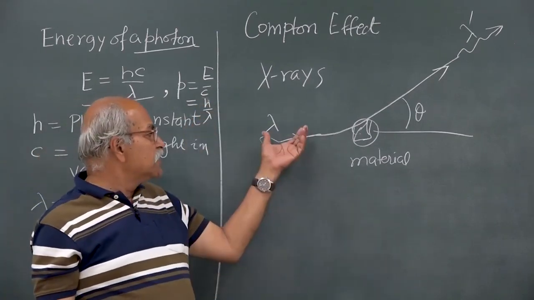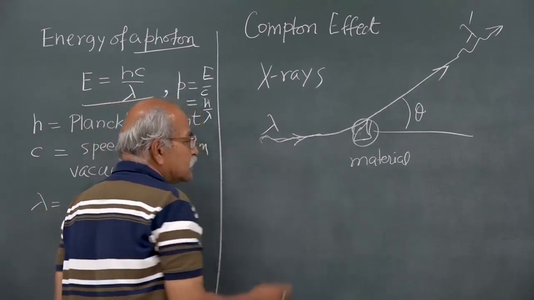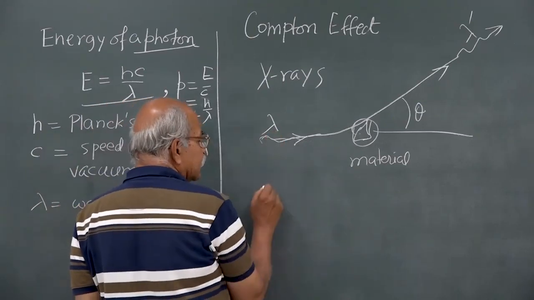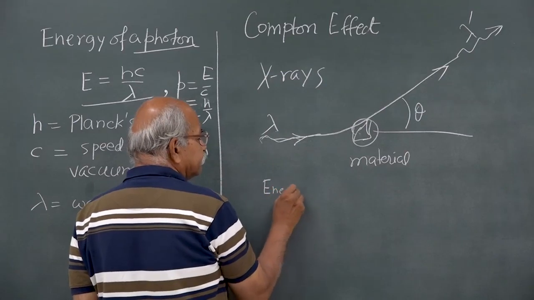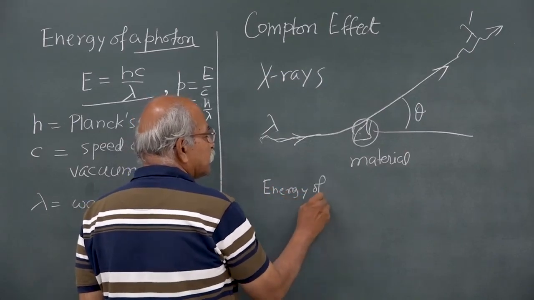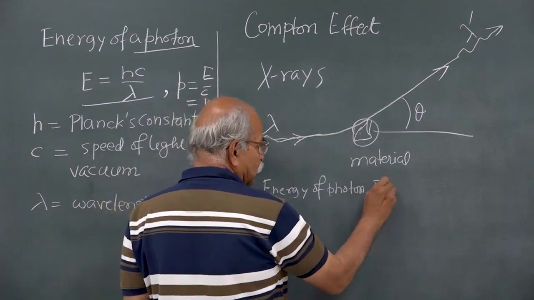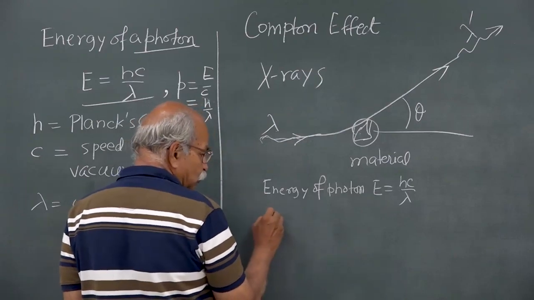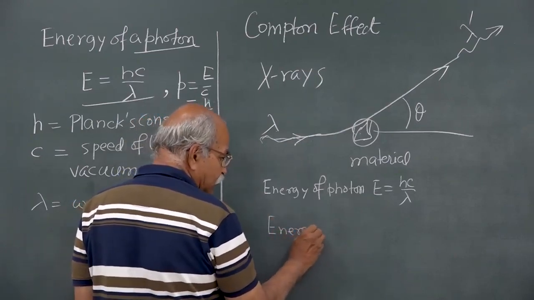So if you treat this X-ray as a particle, a stream of particles one by one, you have the energy of this photon, E equals hc by lambda. Then you have the energy of the electron.